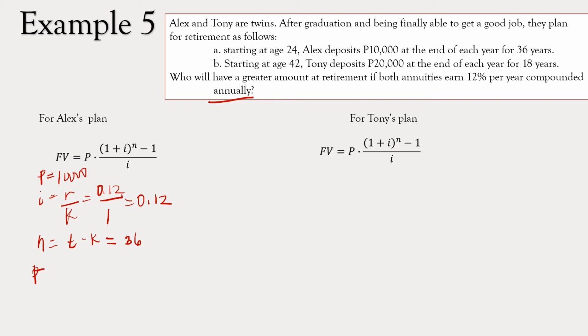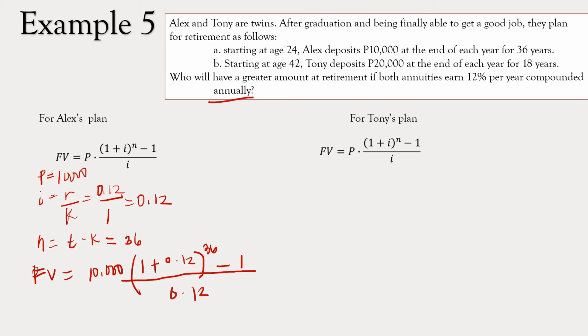So FV is equal to 10,000 times 1 plus 0.12 raised to 36 minus 1 over 0.12. Again, ang pagsosolve niyan ay 1 plus 0.12 muna. 1 plus 0.12 ay 1.12 raised to 36 minus 1 divided by 0.12 times 10,000.